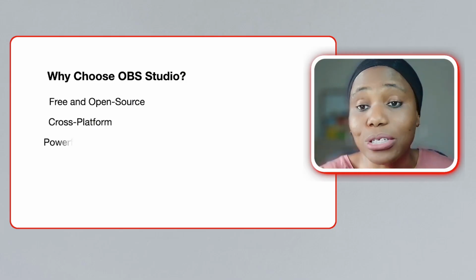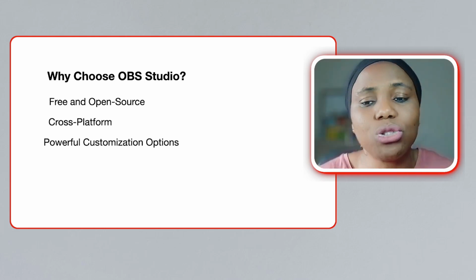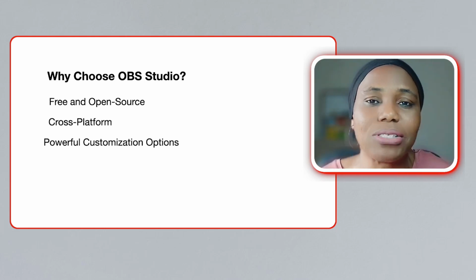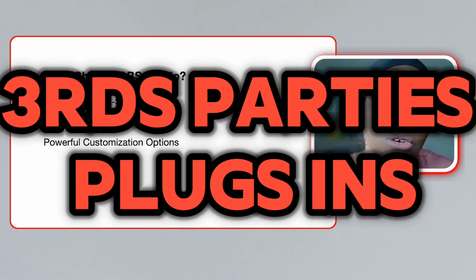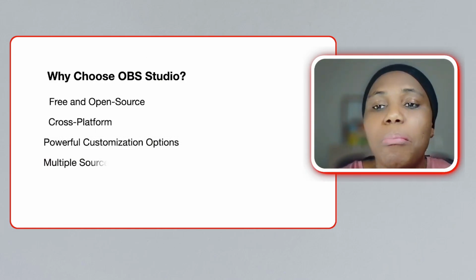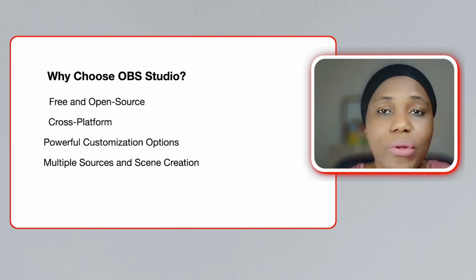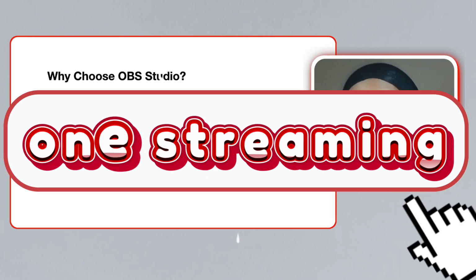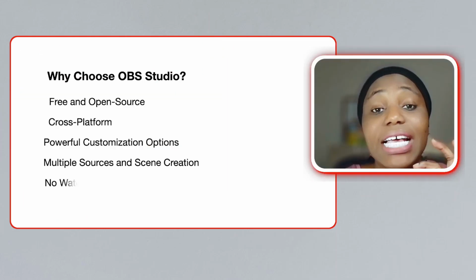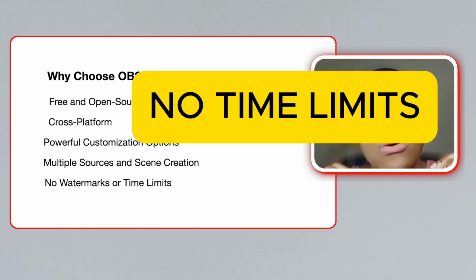Three, powerful customization options. OBS Studio allows users to create a personal stream with scenes, overlays, custom transitions, and audio settings. It also makes use of third-party plugins. The next reason to use OBS Studio is multiple source and scene creation. You can combine different sources like webcam, screen capture, images, text, and media files in one stream or recording.